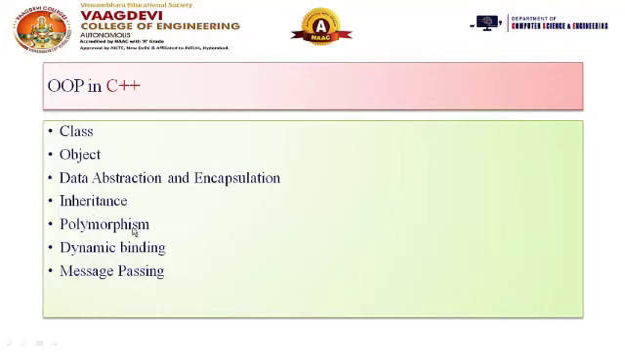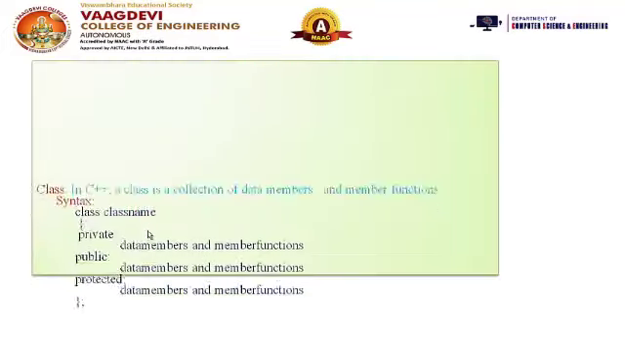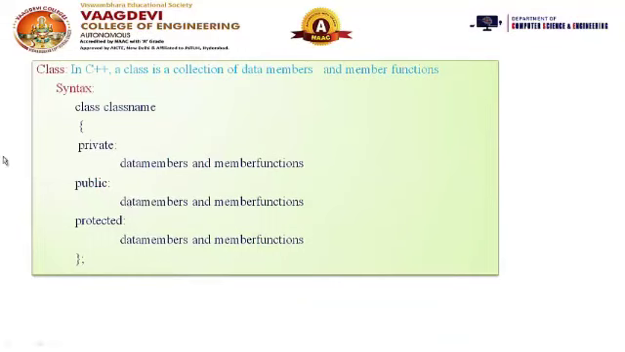Then we have the concept of inheritance, where certain properties of a class can be transferred to another class. Then we have polymorphism, dynamic binding and message passing. I am not going into very theoretical detail about all these points. All the features of object-oriented programming can be implemented using classes and objects.